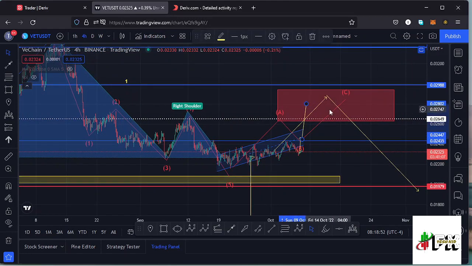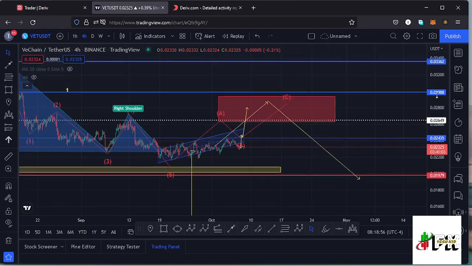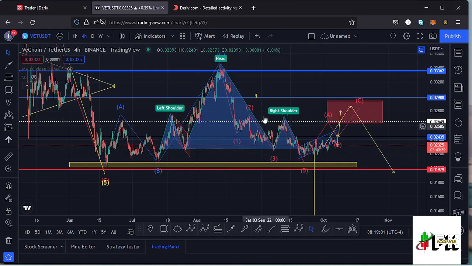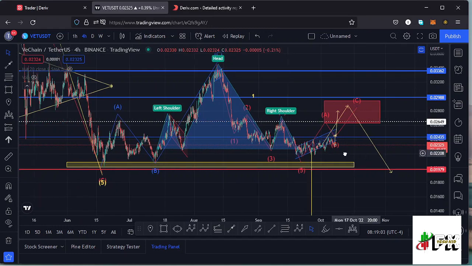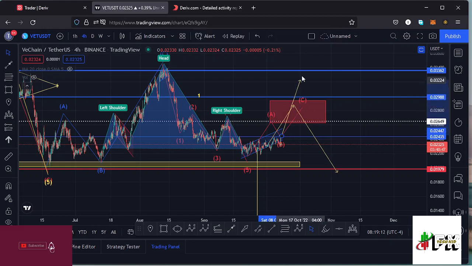And once that plays out, then we can expect an impulsive movement to the lower side in the formation of a third wave, and we can also invalidate that movement to the lower side in the formation of a 5-wave structure in case, in the formation of a wave 2, we continue pushing higher and manage to break above the key area of resistance at around the $0.029 mark and continue pushing higher.